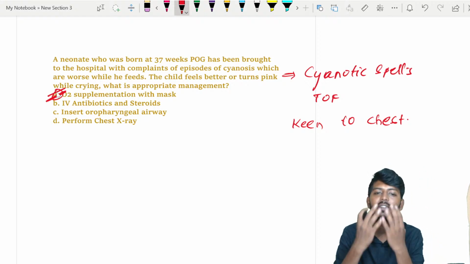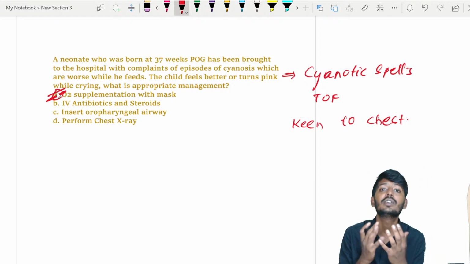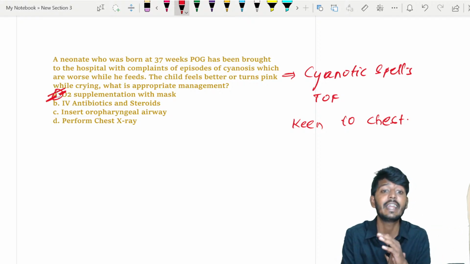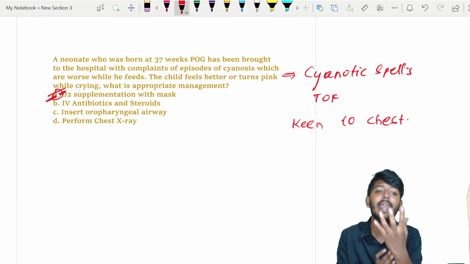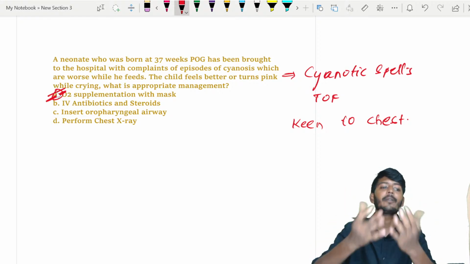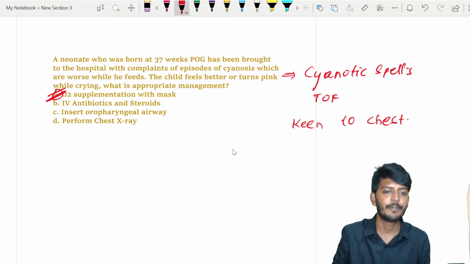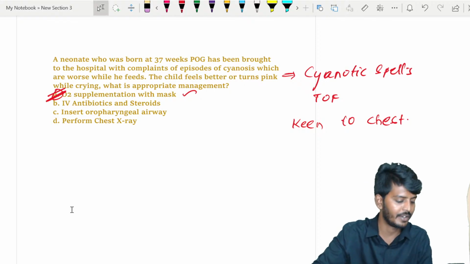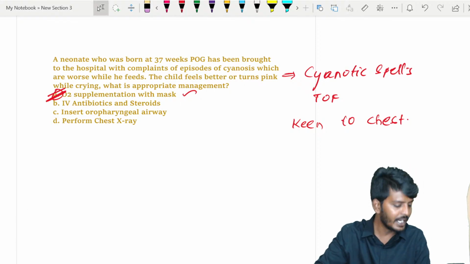Oxygen should be given first. If there is cyanosis, there is a sign of hypoxia, and if it becomes severe hypoxia, it is a dangerous condition. First thing, the appropriate management will be oxygen supplementation. Later you can perform an X-ray. So first thing will be supplementation of oxygen. Okay, knee to chest position.